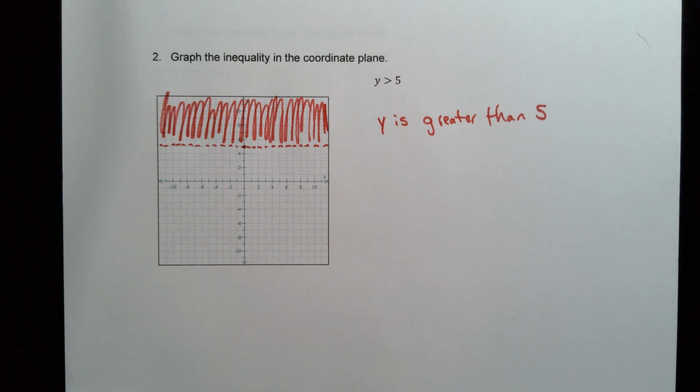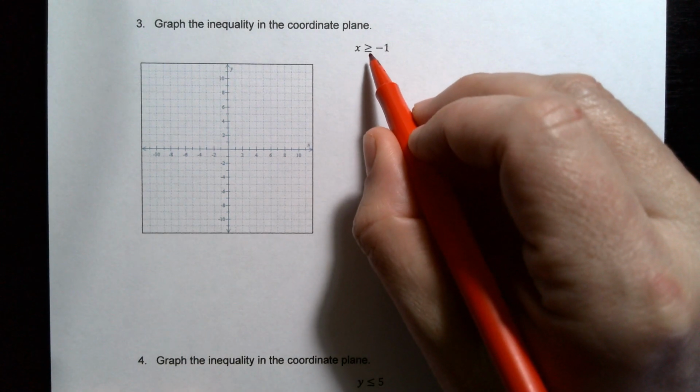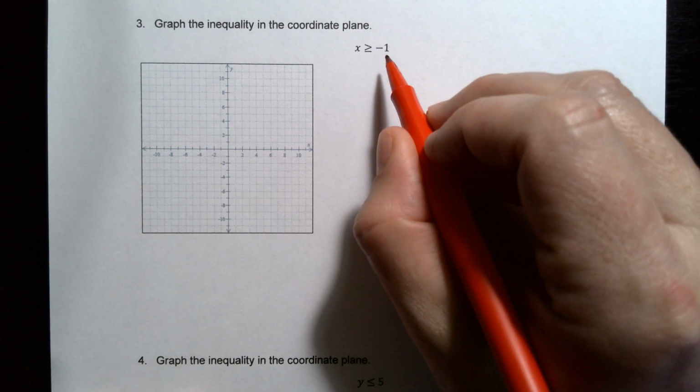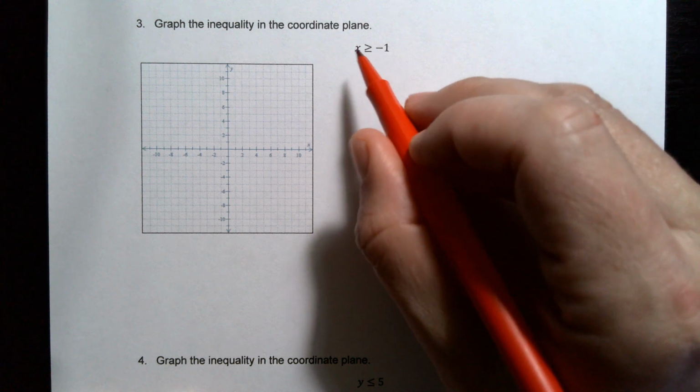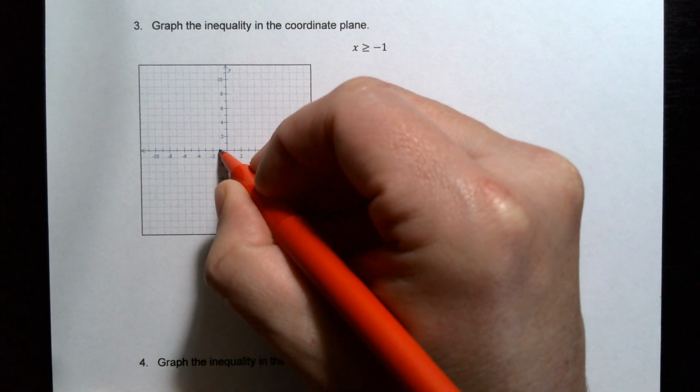Okay, let's take a look at a couple more. For this one we have x is greater than or equal to -1. Okay, so we're looking at our x-axis. We're going to go to -1, which is right here. Put a little dot there.